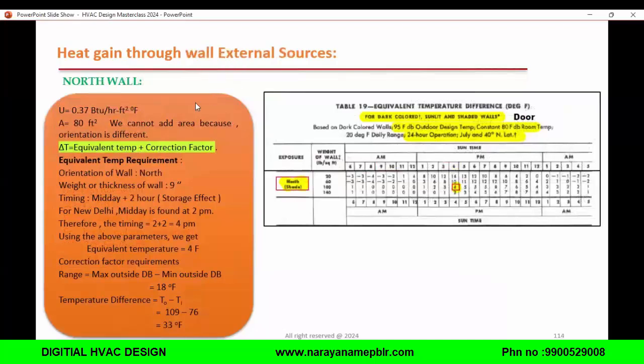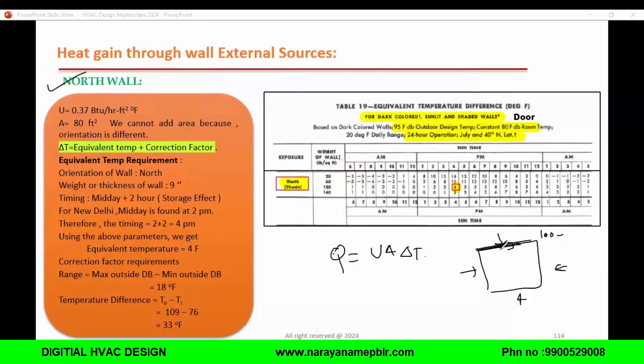Now, wall has a minor modification. Here we are going for sensible heating. The formula is the same: U and del T. For the wall, if this is your building, you have to find out the heat gain orientation wise. I have taken the north wall here. The area of the north wall, if you remember, was 10 by 10, 100, minus the 5 by 4, 20 window. If you subtract the window, you get 80. So that is the area.